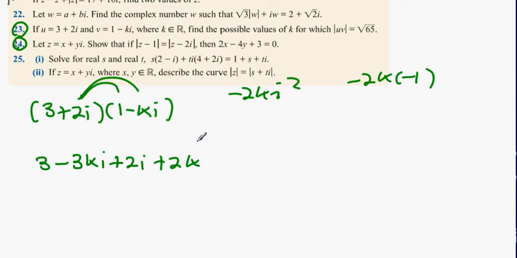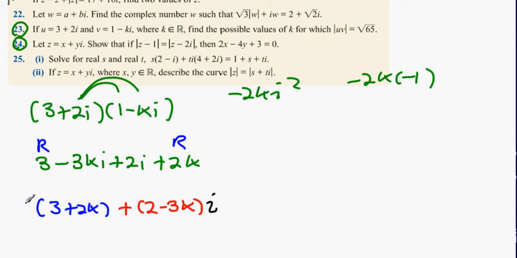Okay, and then we have to find out its modulus. So we have to find out the real part here. So this is real, this is real. So the real part is 3 plus 2k. The imaginary part is 2 minus 3k, and that's multiplied by the i.